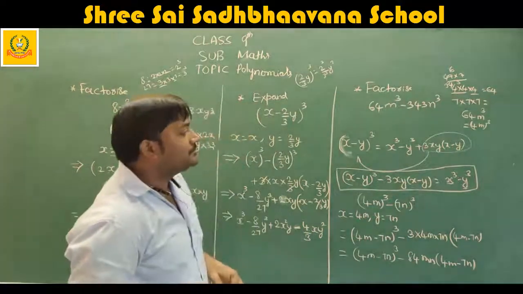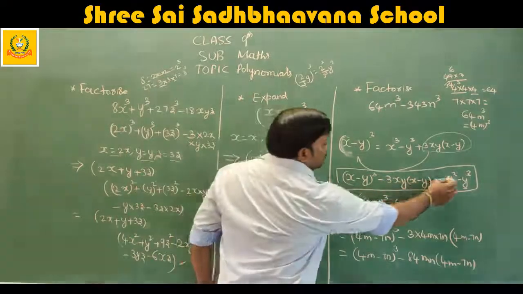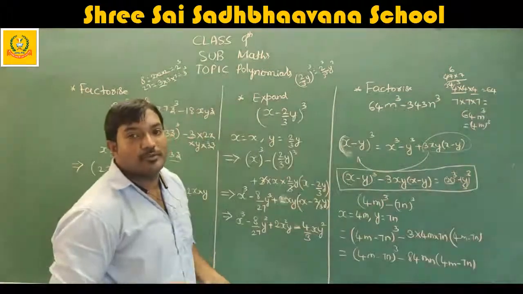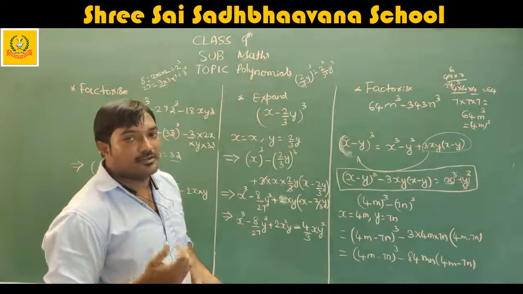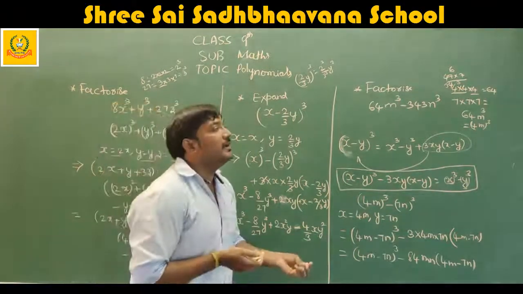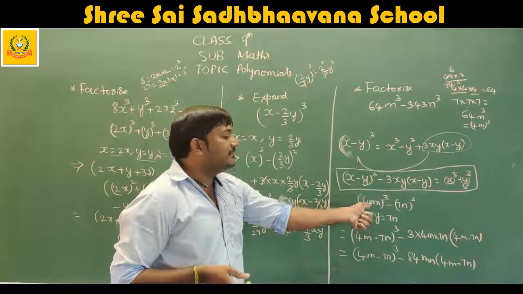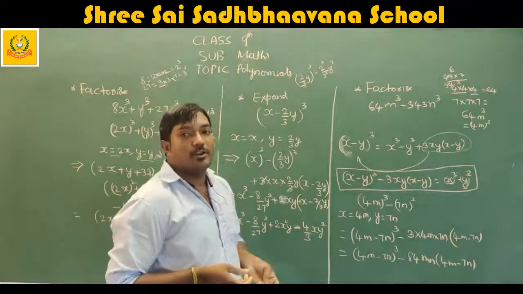So when you compare, here x should be one term, correct? And y should be one term. But here we have 64m cube. Cube is there only for m, not for 64. So 64 can be written as 4 into 4 into 4, which is 4 cube. So that's the reason I am writing it as (4m) whole cube.